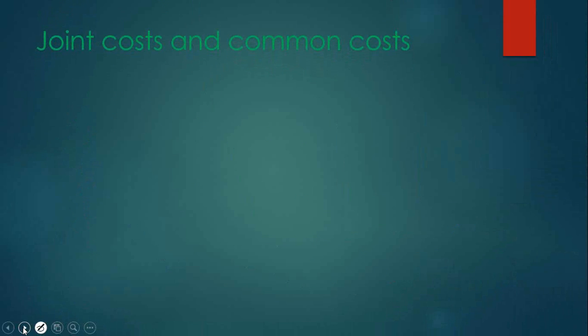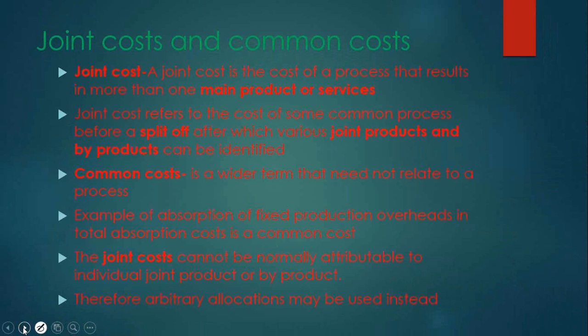And that costing system has what we call joint cost and common cost. Joint cost is the cost of a process that results in more than one product or service. This is the raw materials, the direct labor, and the overheads right up to the point of split. You put it up, and after that, so that is what we call joint cost, before it is split. And then after that we have various joint products, and in fact not only joint products, we have something called byproducts also.